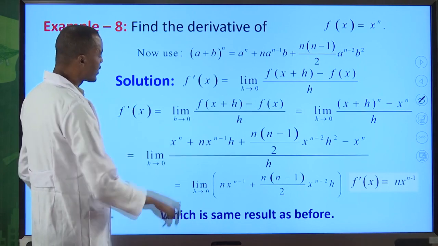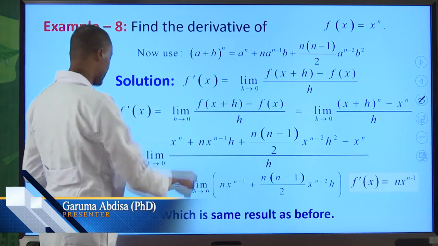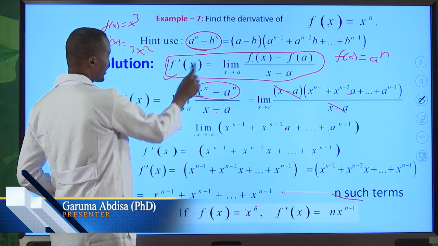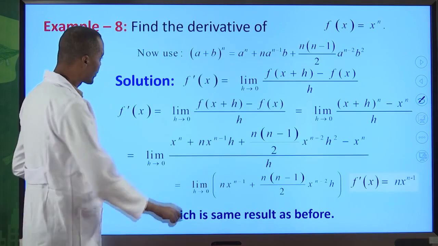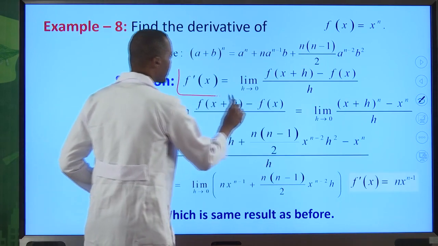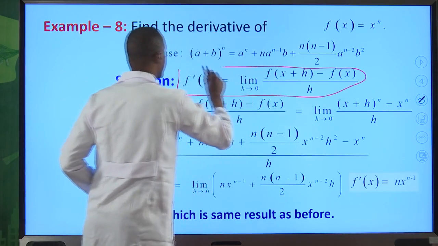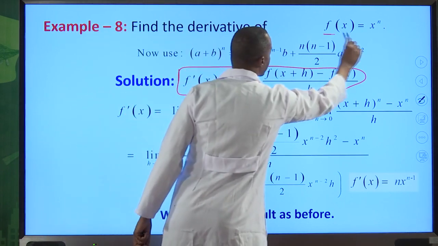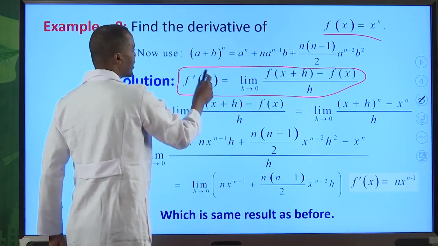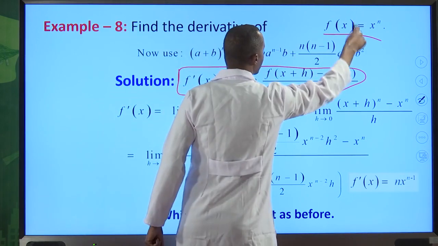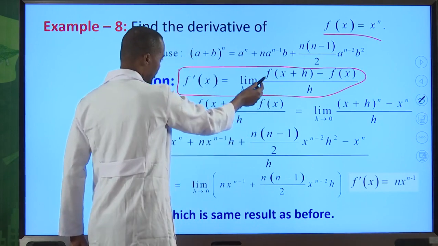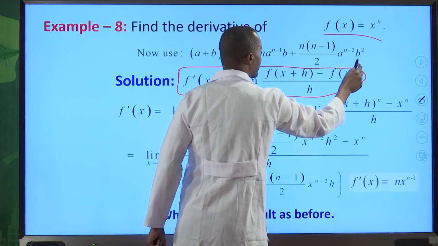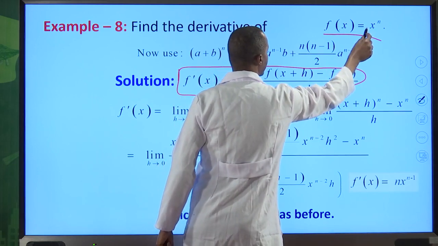This is derivation of the same thing, but now I wanted to use the other formula. In the previous case we used this one, but this moment I wanted to use this one. So my function is again the same. F of x is equal to x to the power of n. Now, because I'm using this formula with f of x plus h, if f of x is like this, then f of x plus h must be x plus h to the power of n.